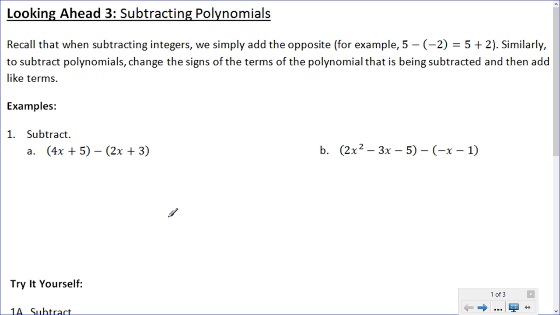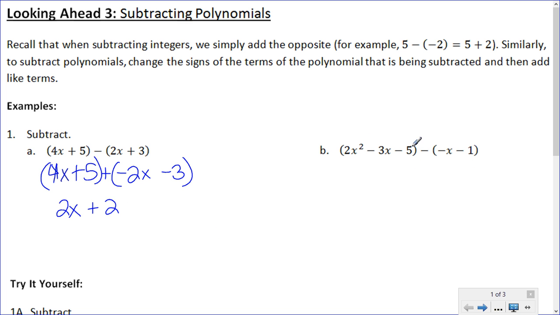like terms. So for example 1, when we subtract 4x plus 5 minus 2x plus 3, we keep the 4x plus 5 the same, and then we change the subtraction to addition, and we change the signs of both of these. So the 2x will become a negative 2x, and the 3 will become a negative 3. And now this looks just like what we did in looking ahead section 2. So now we combine like terms. We have 4x and negative 2x is just positive 2x, and then 5 and negative 3 is plus 2.